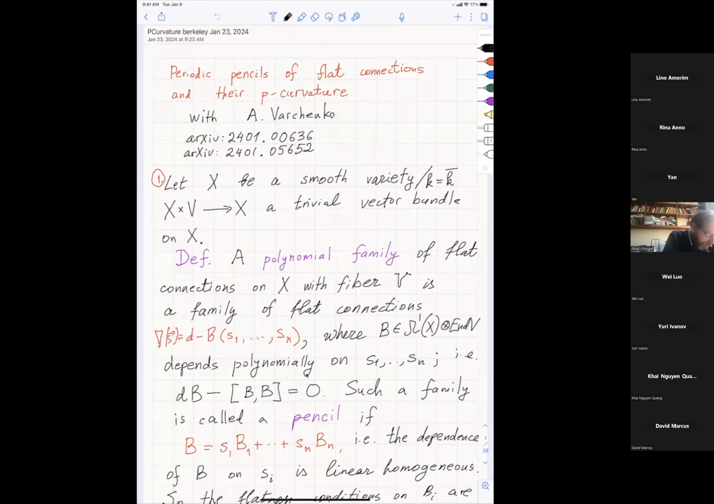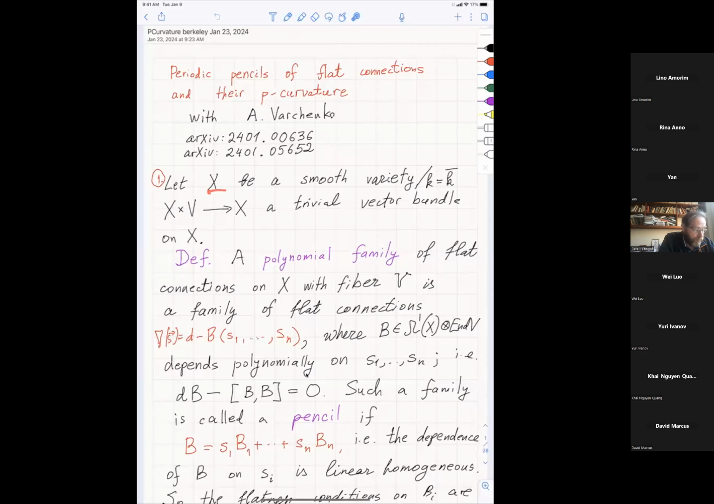So this is based on two papers that we recently posted. This is a story about certain differential equations that arise in representation theory and enumerative geometry. We were able to study their p-curvature, compute the spectrum of the p-curvature. And that's what I wanted to talk about. So we will consider the following generality.